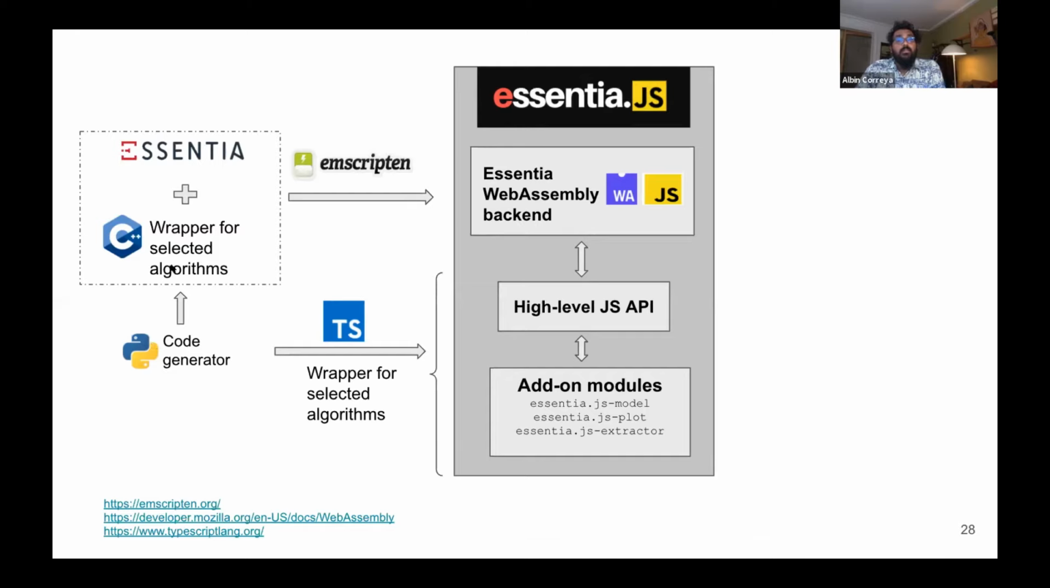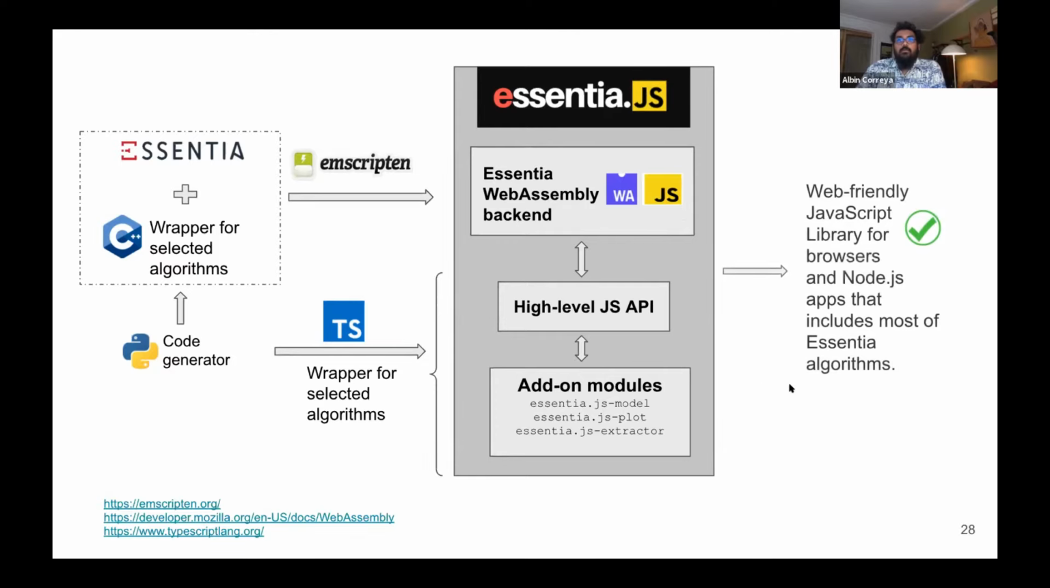So you can select which algorithm you want. And then once you have that, you cross-compile it to Essentia WebAssembly using Emscripten. And on the other hand, you also generate this TypeScript wrapper automatically. And then you can also transpile it to JavaScript code. So combining this, we are able to get a build which is useful to use in browsers and Node.js applications, and which has most of the algorithms in the native Essentia.